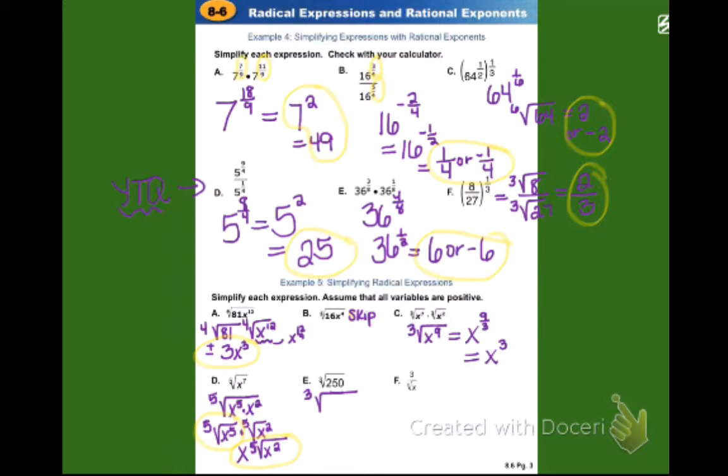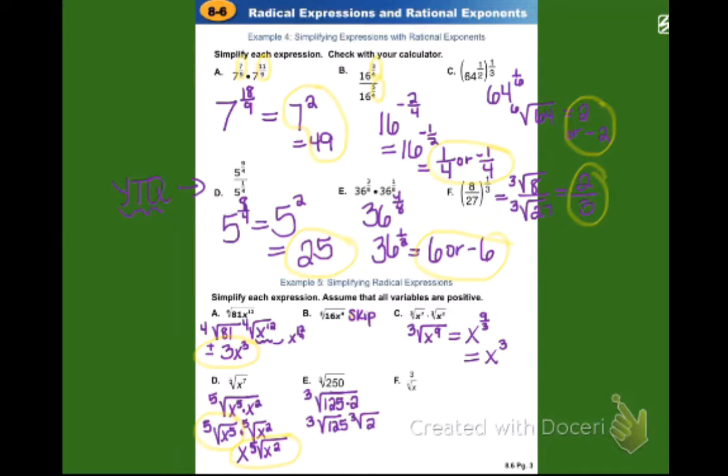of 250. And I know just a few perfect cubes I kind of keep stored in my brain, and one of them is 125. So I know that 125 goes into 250 2 times. So I could rewrite this as the cube root of 125 times 2. Well, then I could split them off and give them each their own cube root, own radical.